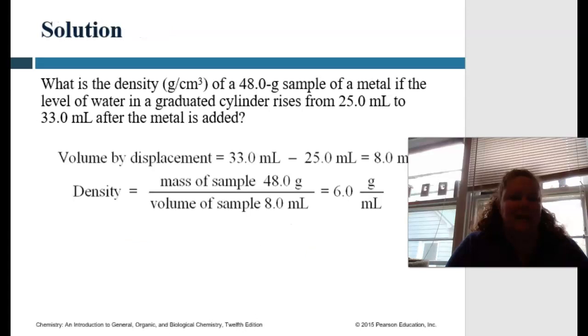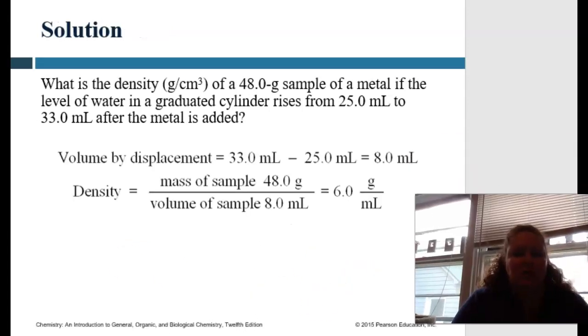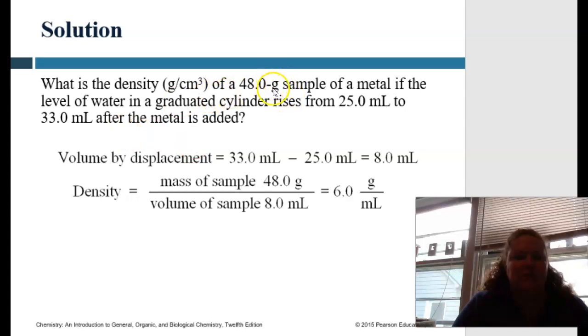All right, so let's set this up. So again, we have a 48.0 gram sample of metal, and the water rose from 25 to 33. So what we would do is figure out the volume of water that was displaced, so 33 minus 25, and that gives us 8. And we put the mass of the sample in grams over the volume that was displaced of 8 milliliters, and that ends up giving us 48 divided by 8 is 6.0 grams per milliliter would be the density of that sample of metal. So it's just a really cool way to figure out densities if we can't actually measure the volume directly.